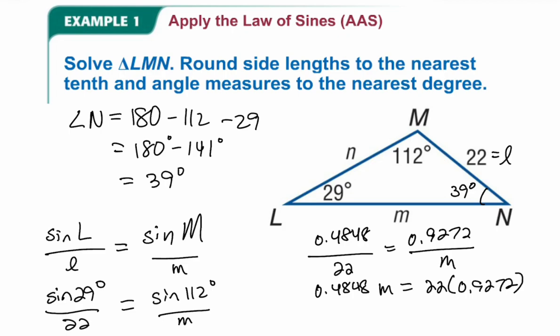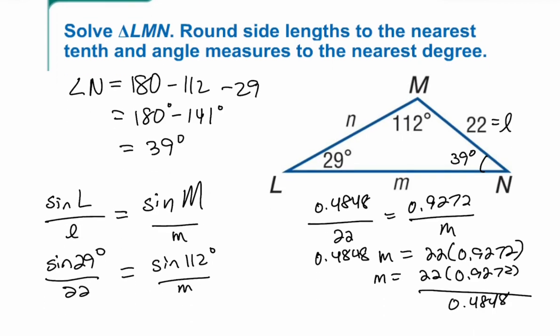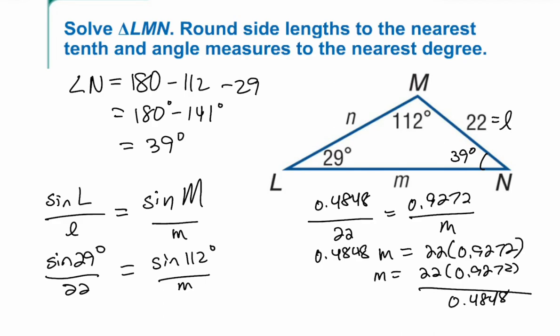So let's think about that calculation. How could I get that m by itself? What would we do? We got to divide, right? So our m is going to be 22 times 0.9272 divided by 0.4848. Okay, so let's actually do that calculation. So 22 times 0.9272 divided by 0.4848 is, to the nearest tenth, m is 42.1. Now they didn't give us any kind of length, you know, inches, feet, whatever, so just leave it.